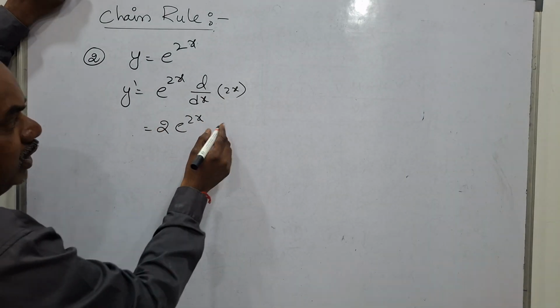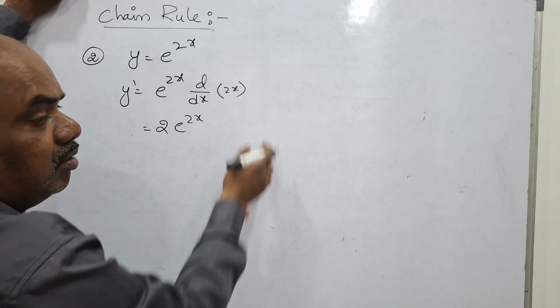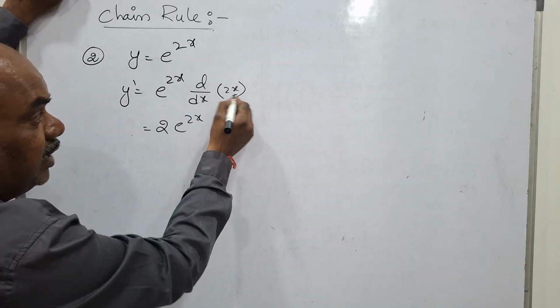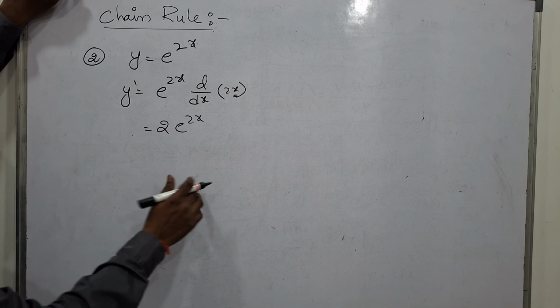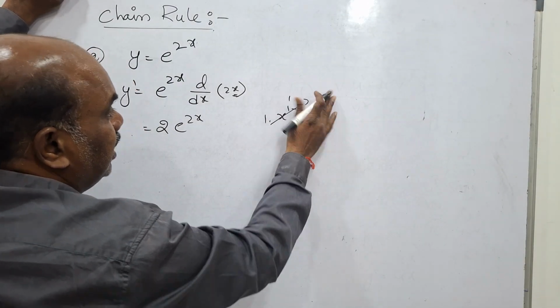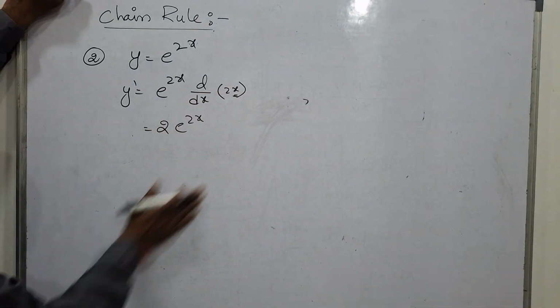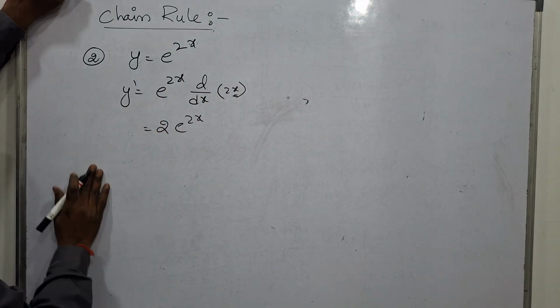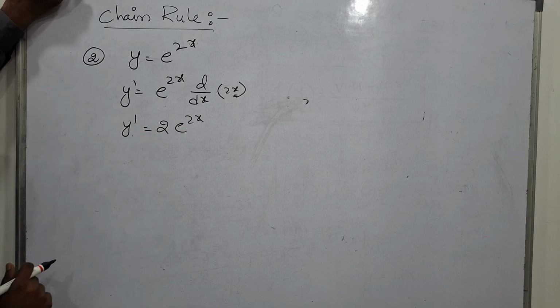So write 2 into x power 1. It is in the form of x power n, whose differentiation is n into x power n minus 1. So 1 into x power 1 minus 1, 1 minus 1 is 0, x power 0 is 1, so this whole term is 1. The differentiation of x is 1. Keep the 2 aside. This is the differentiation of e power 2x.